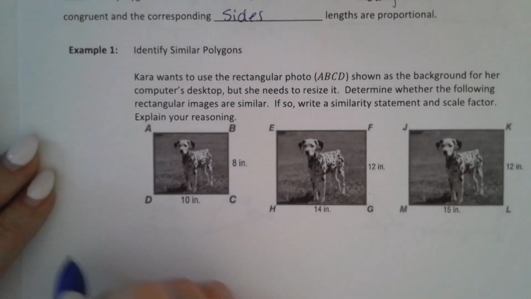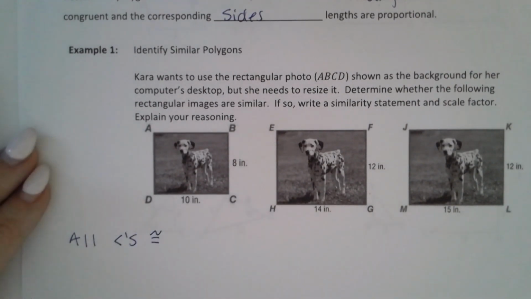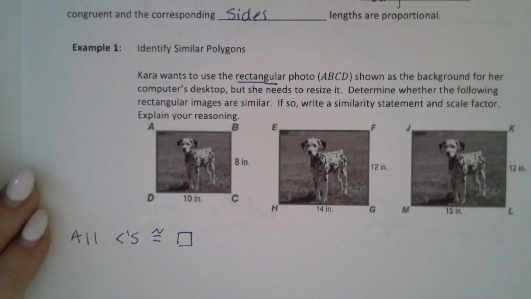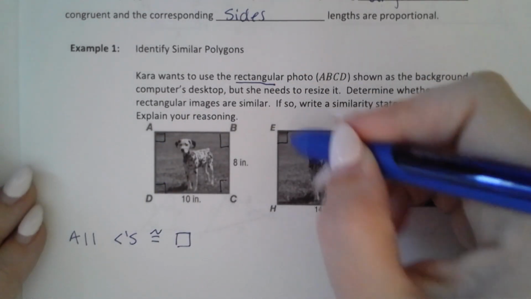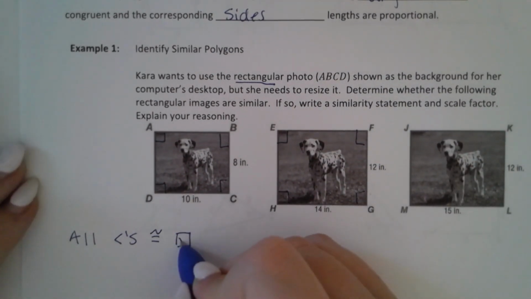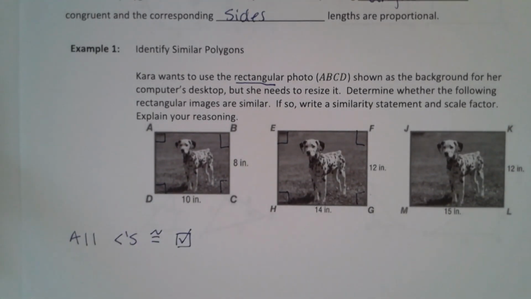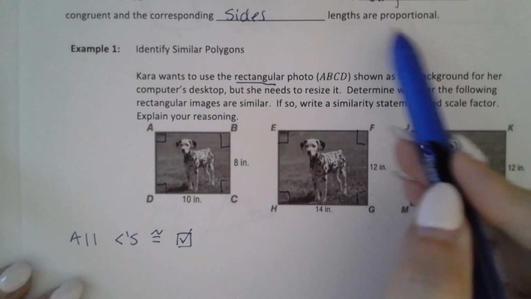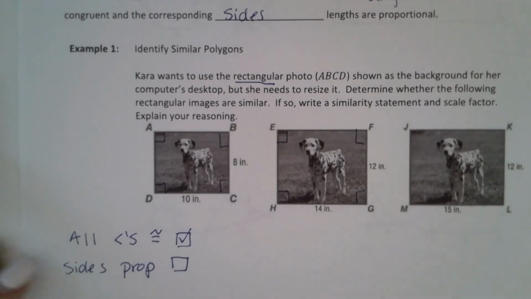In order for these two to be similar, all angles have to be congruent. We have to know if that's true, yes or no. Because they told us it's a rectangle, we know from elementary school that rectangles have 90-degree angles. So yes, all of the angles are equal. This 90 degrees equals this 90 degrees, and so on. And then we also need all of the sides to be proportional. We have to see if that's true.